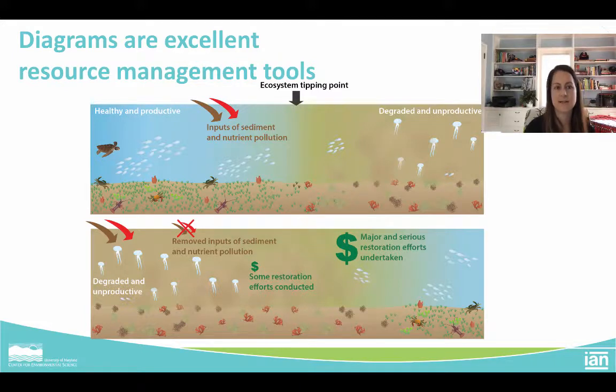Diagrams are an excellent management tool. So here we have a diagram where you're going from a healthy and productive ecosystem to degraded and unproductive, and you can see how if certain management actions are taken, that could actually change the system and avoid reaching that ecosystem tipping point.